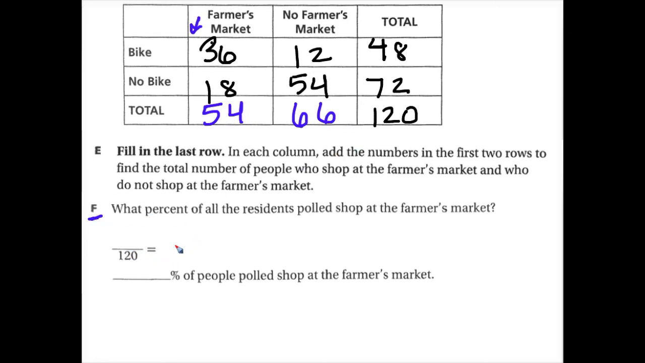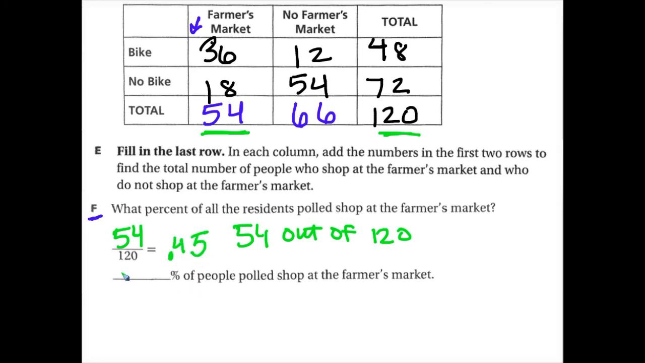Now F says, what percent of all residents polled shop at the farmer's market? Okay, so now we're looking at a little bit of different information here. So who shops at the farmer's market? That's 54 people out of 120. So 54 out of 120. That's 0.45. 0.45 becomes 45%. 45% of the people polled shop at the farmer's market.